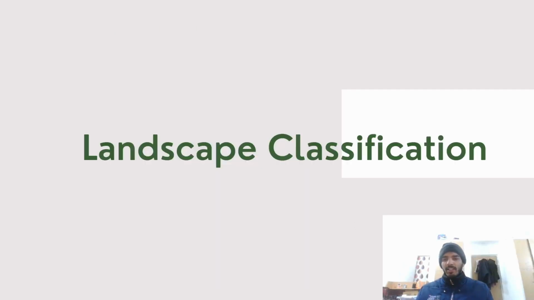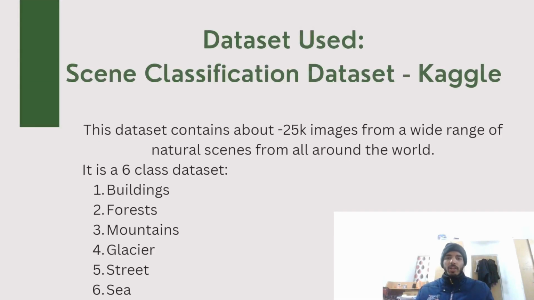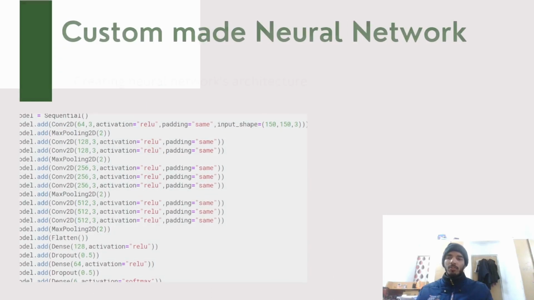Hi, I'm Aditya Rohila, and the next part of our project is landscape classification. We were given a data set of about 25,000 images, which had the following six classes: buildings, forests, mountains, glaciers, street, and sea. So we used a convolutional neural network.